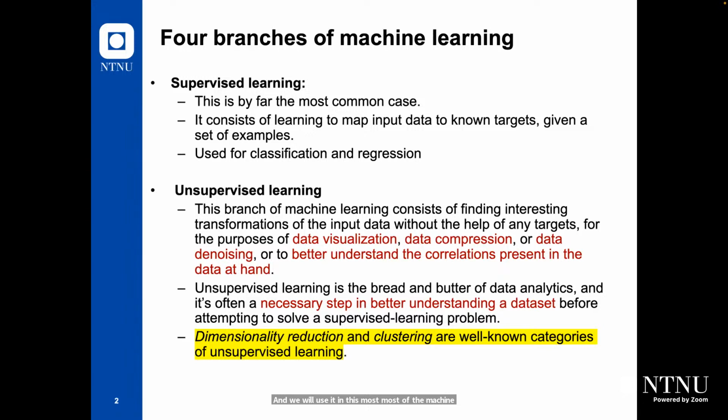Unsupervised learning, on the other side, is a branch of machine learning which consists of finding interesting transformations of input data without the help of any targets. We don't have any targets, right? We can use it for data visualization, data compression, data denoising, for example, or to better understand the correlations present in the data at hand. Of course, there are models which can be trained with unsupervised learning, and we will talk about some of them, but it is mainly used for data visualization, data compression, denoising, and so on. So for example, imagine that you have data and the dimension is very large.